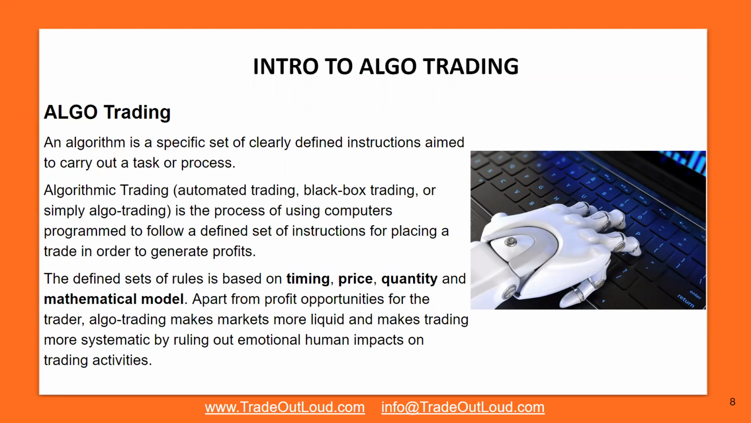The reality is that in trading, you have to evaluate the risk. The risk is the difference between your entry and your stop, and that is always going to vary depending on how the setup is forming. And of course, the mathematical model. So apart from profit opportunities for the trader, algo trading makes the market more liquid and makes trading more systematic, right? It makes trading systematic. What does it mean? Emotionless, right? It's ruling out human emotion that impacts the trading activity.